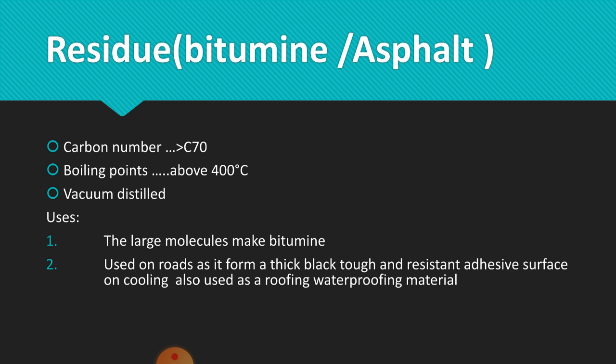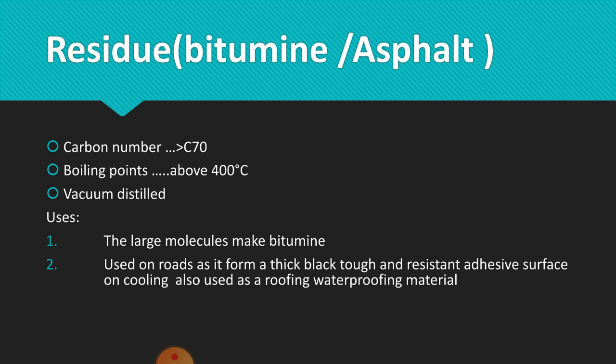Then the last fraction of the fractionating column is the residue, which we discussed earlier. It is called bitumen or asphalt. It contains more than 70 carbon atoms, and its boiling point is above 400 degrees C. As the fractionating column was at 400 degrees centigrade, this fraction, which can be obtained at a boiling point above 400 degrees C, will be subjected to vacuum distillation, where there is no air pressure, so boiling can be achieved below 400 degrees centigrade.